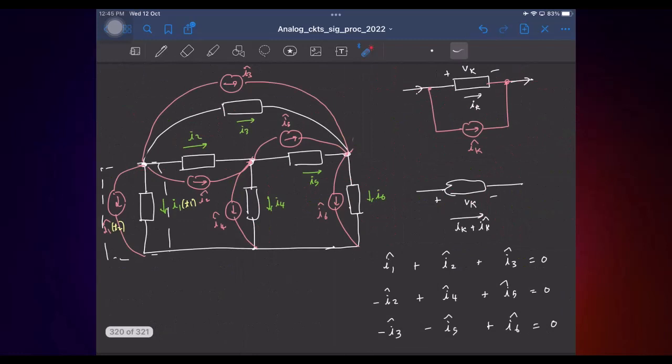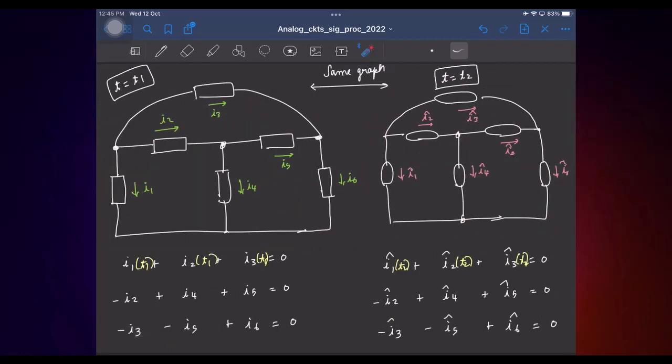Correct. So, can that be the same network? Can do it. It will also be the same network. Yeah, you can do it. Ik of t2 will also be the summation will be 0. It will still be 0. Because here we didn't assume anything.